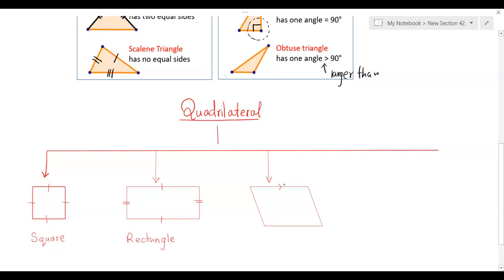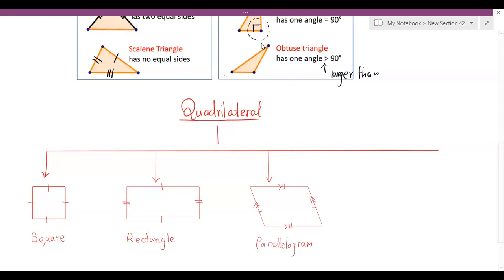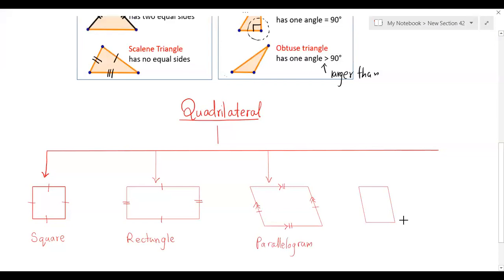In a parallelogram, opposite sides are equal and parallel to each other. Okay, this is a parallelogram. And when all the sides are equal in a parallelogram, but the opposite sides are parallel to each other, then this is called the rhombus. And the last one is trapezium.